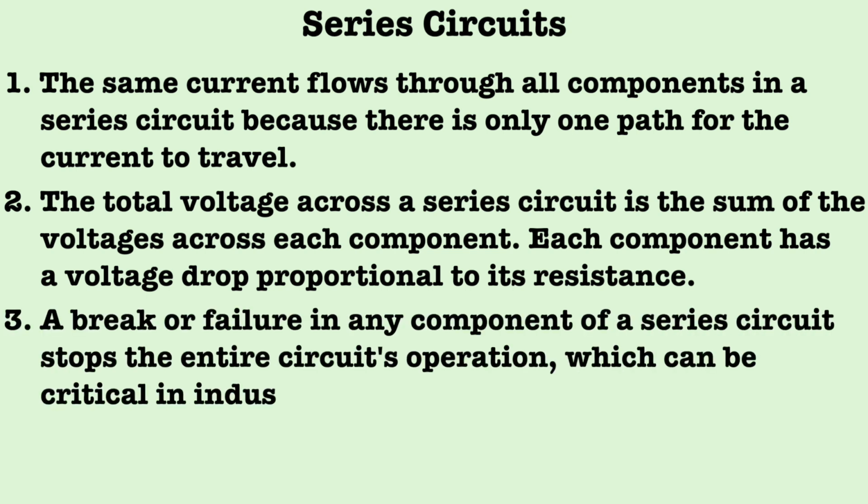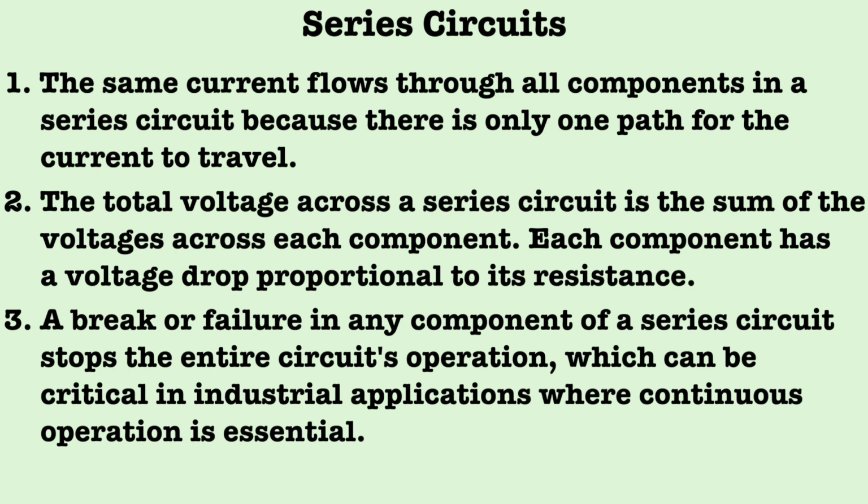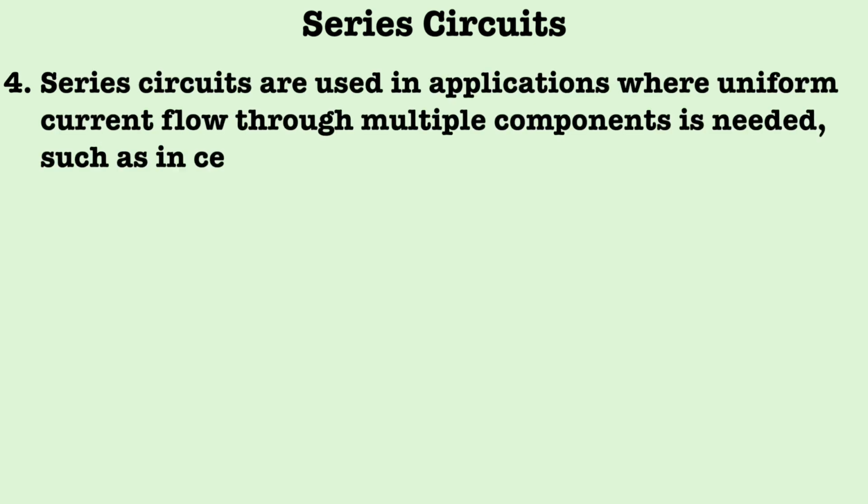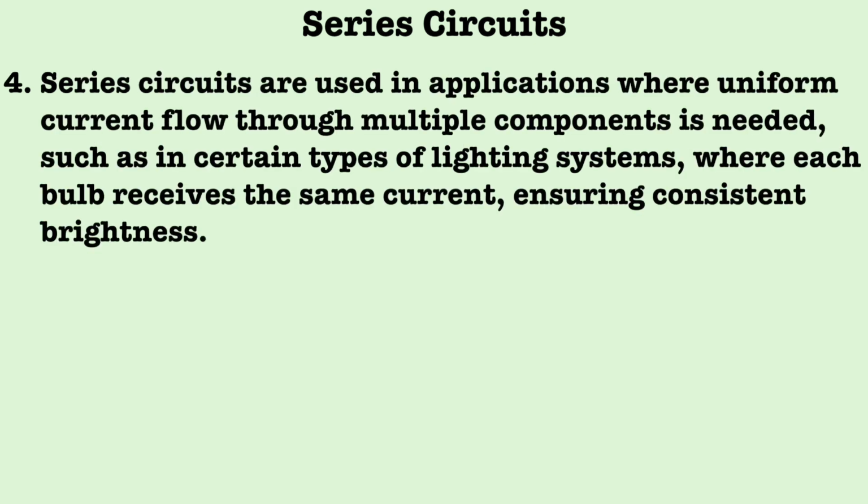A break or failure in any component of a series circuit stops the entire circuit's operation, which can be critical in industrial applications where continuous operation is essential. Series circuits are used where uniform current flow through multiple components is needed, such as certain types of lighting systems where each bulb receives the same current, ensuring consistent brightness.